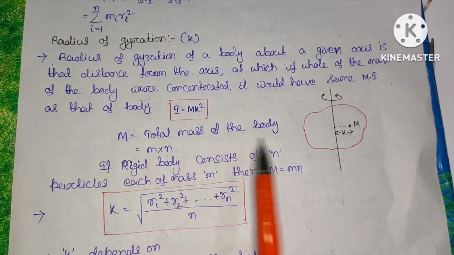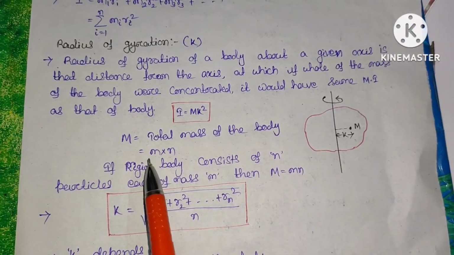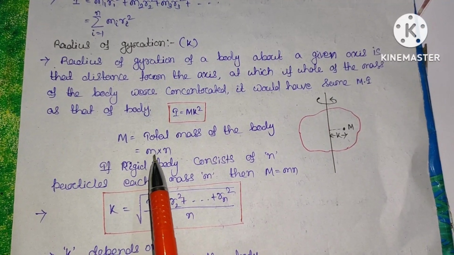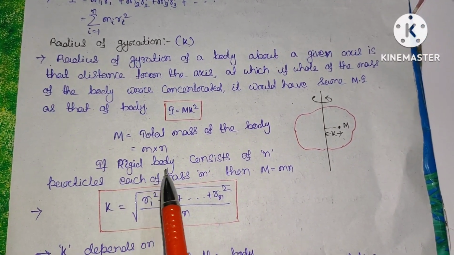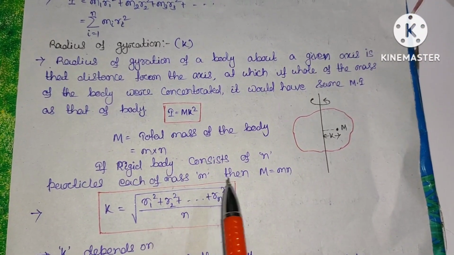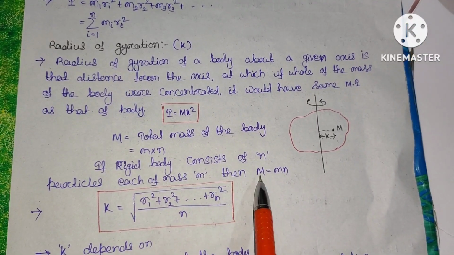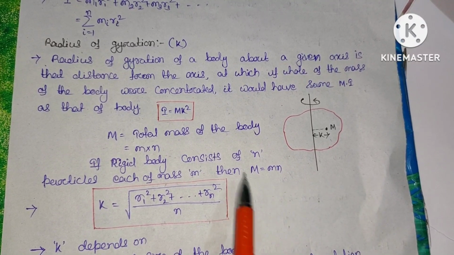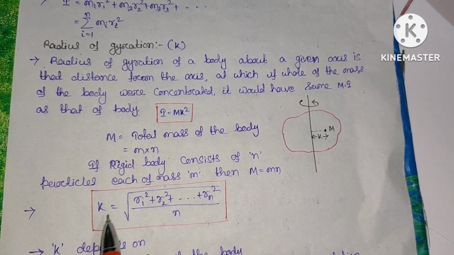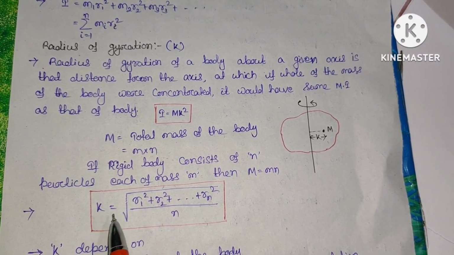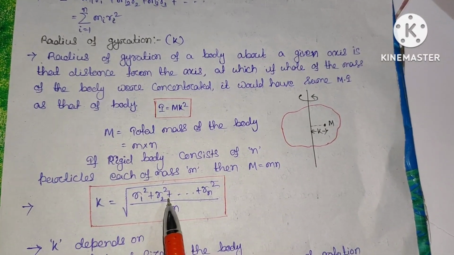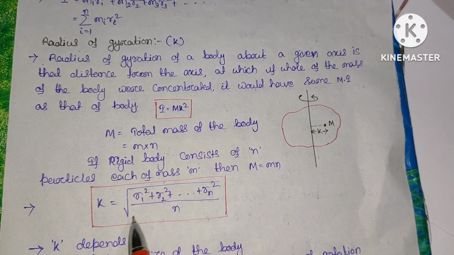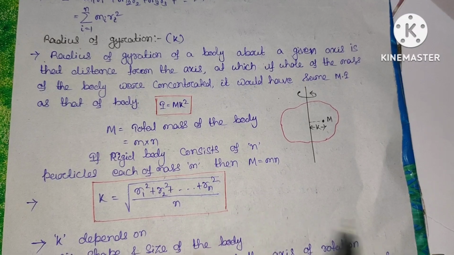Here M is the total mass of the body. If a rigid body consists of n particles each of mass m, then capital M equals m times n. This capital M is the total mass of the body. So the radius of gyration can also be written as k equals the square root of (r1 square plus r2 square plus so on rn square) divided by n.